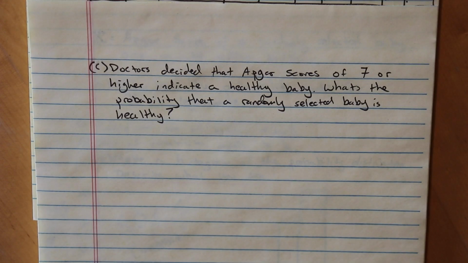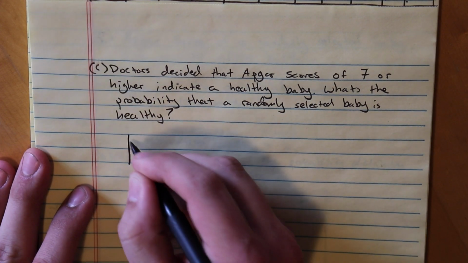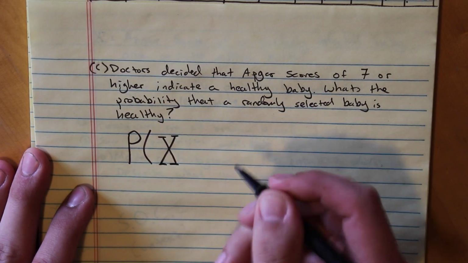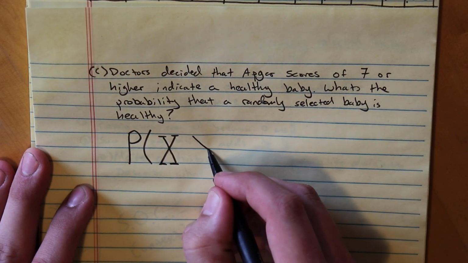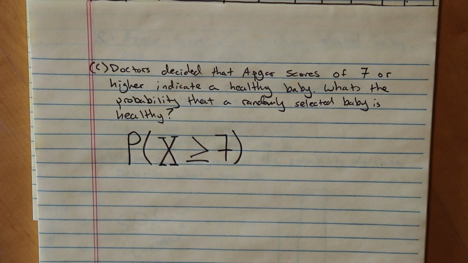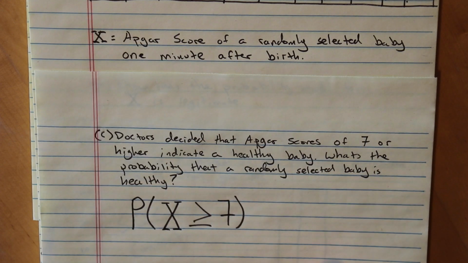Doctors decided that Apgar scores of 7 or higher indicate a healthy baby. What's the probability that a randomly selected baby is healthy? So what we're really finding is this: what is the probability that our random variable x is greater than, or it could be equal to, 7? This goes back to probability notation. Remember that we defined the variable x as an Apgar score, so this is another way to write it.